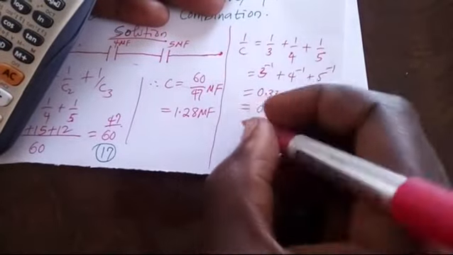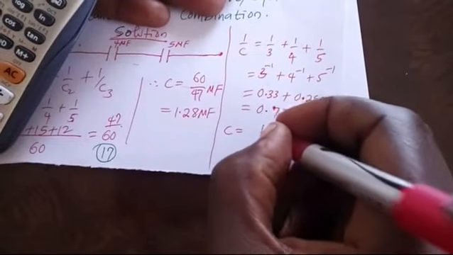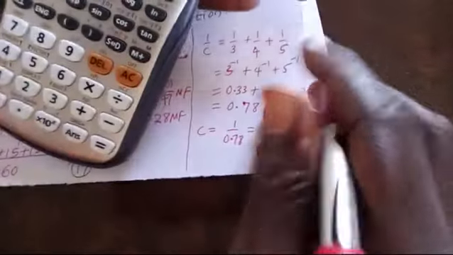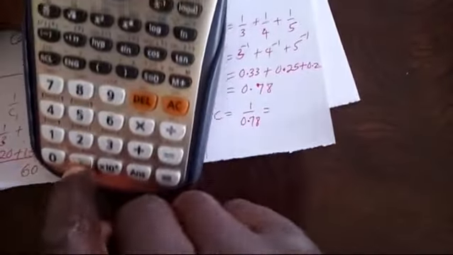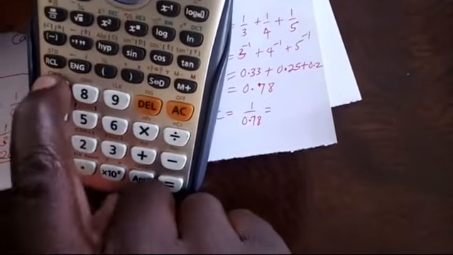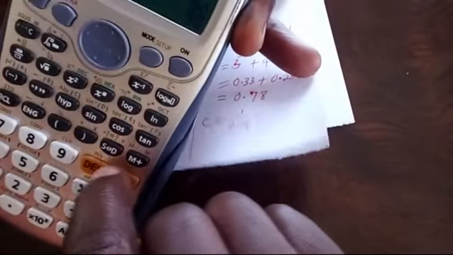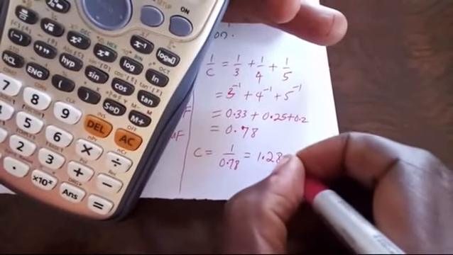To get the answer, you say C is equal to the reciprocal of this, and the reciprocal of this is 1 over 0.78. You press 0.78 and press reciprocal again. So this will give you, in decimal again, 1.28. So approximately 1.28.